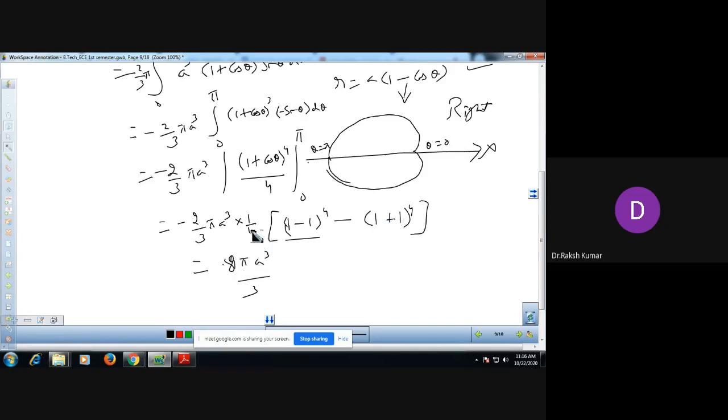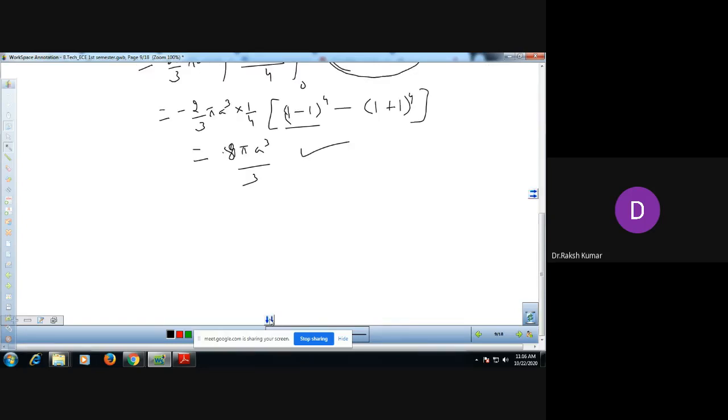Because 16 will be cancelled with this 4. Extra 4 will be multiplied with this 2. 4 twos are 8. So minus minus will be plus. So this is the volume of this solid of revolution, the cardioid. And this is your question of left cardioid when you revolve it about the initial line.